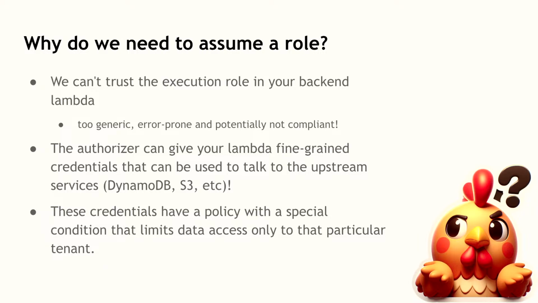But why do we really need to assume a role? As Luciano showed us with an example there, the execution role we get on our Lambdas is quite generic, and we cannot really trust it much. And also, we don't have much control of that. Here we saw an example where we're setting an inline policy, we're setting a condition. We cannot do that on the default one on the Lambda. So we're taking that out from the Lambda, and we delegate it to the authorizer. So we can ensure that any credentials that we get to the Lambda are fine-grained, and they have that special condition key.